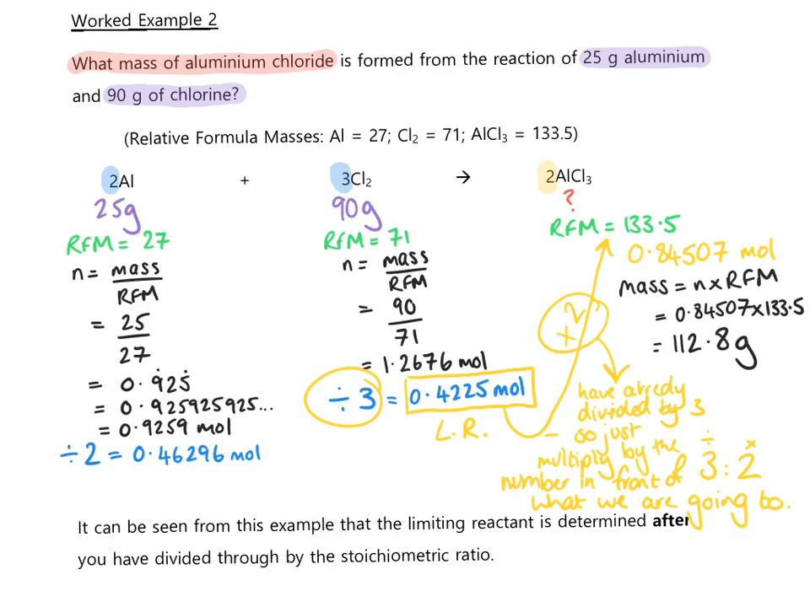So as you can see, go through your steps, write the information underneath your equation, work out the number of moles of both of your reactants, divide by your balancing number ratio to determine your limiting reactant, and bring over the smaller number of moles to your product.